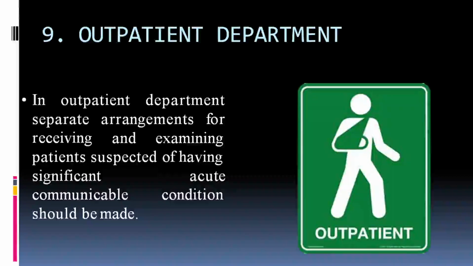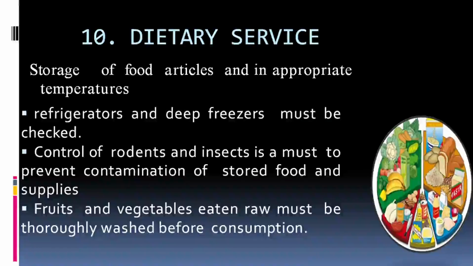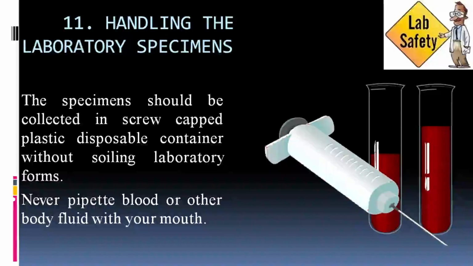Outpatient department. In the outpatient department, separate arrangements for receiving and examining patients suspected of having a significant acute communicable condition should be made. Then dietary service. Storage of food articles should be at appropriate temperature. Refrigerators and deep freezers must be checked. Control of rodents and insects is a must to prevent contamination of stored food and supplies. Fruits and vegetables eaten raw must be thoroughly washed before consumption.